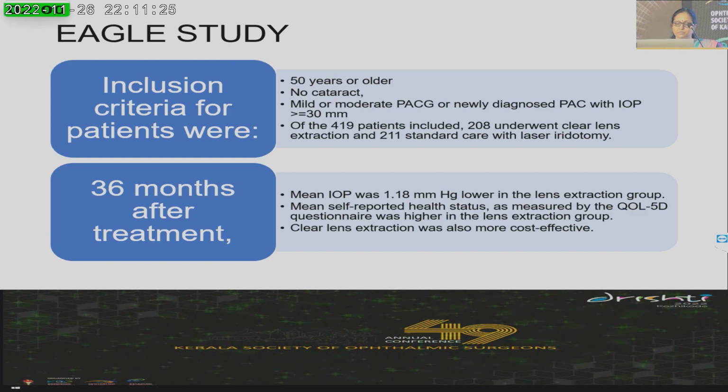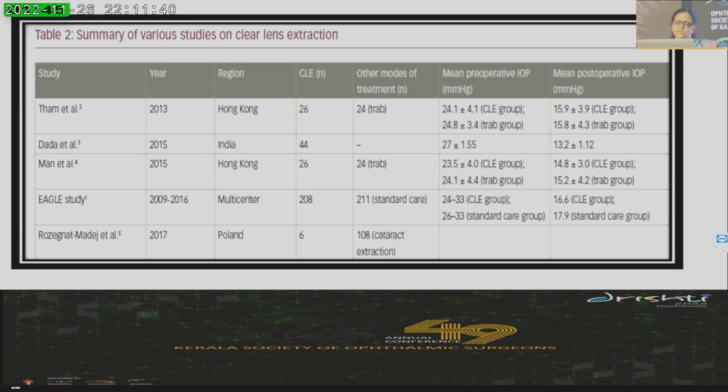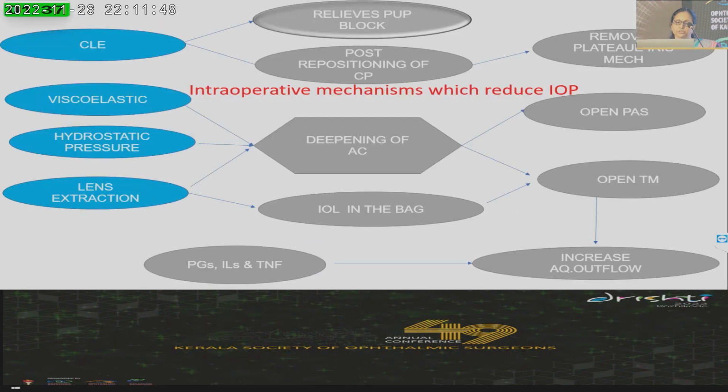36 months after treatment, it was found that the mean IOP was 1.18 millimeters lower in the lens extraction group, and the quality of life according to the EQ-5D questionnaire was greater, and it was also found to be cost effective. There are various studies comparing it, or doing a cataract or clear lens extraction alone, for angle closure glaucoma.